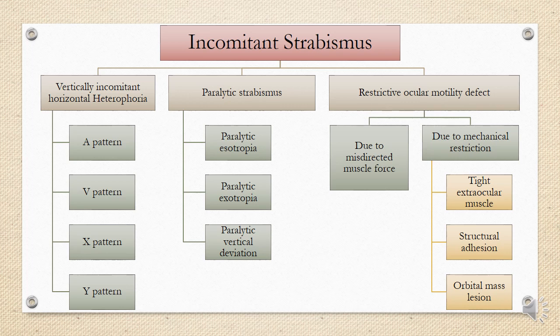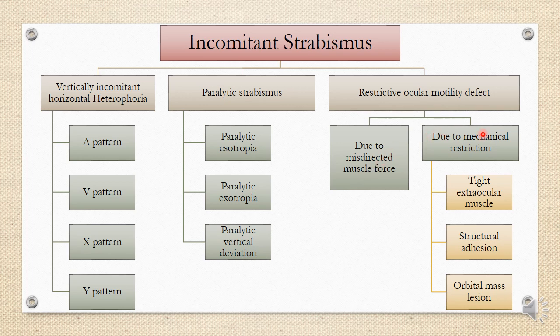Coming on to the next type, that is your restrictive ocular motility defect. In that, it could be because of misdirected muscle force, or due to mechanical restriction. When we say the term misdirected muscle force, either the innervation is incorrect, or the insertion of the muscle is not proper, or because of some structural abnormality the muscle force is acting abnormally. We all know that the inferior and superior rectus and the obliques come at an angle. If this angle is not proper due to any structural or physiological aspect, that could lead to a misdirected force, which could lead to overaction or underaction.